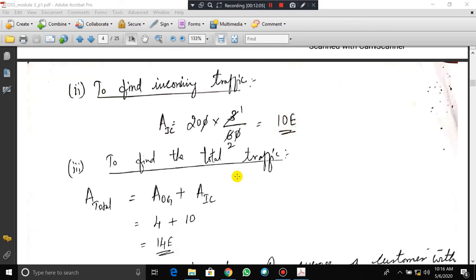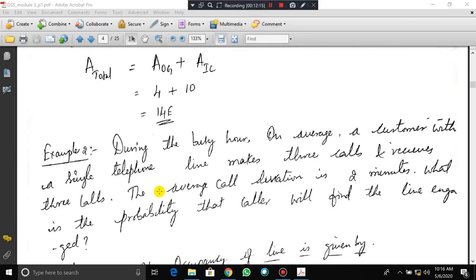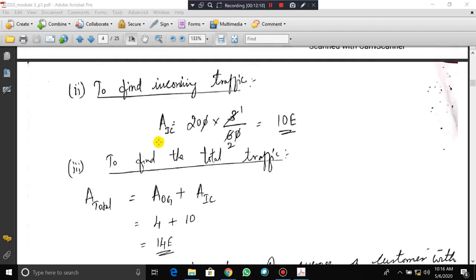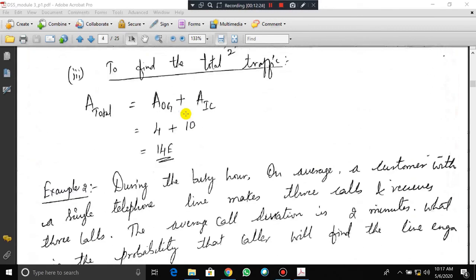To find the total traffic, so total traffic is nothing but the sum of outgoing traffic and incoming traffic. It's simple, that is 4 plus 10, that is 14 Erlangs. So I hope you understand, all of you, this problem. It is very simple and it is very important. From the exam point of view, they may ask for 6 to 7 marks.